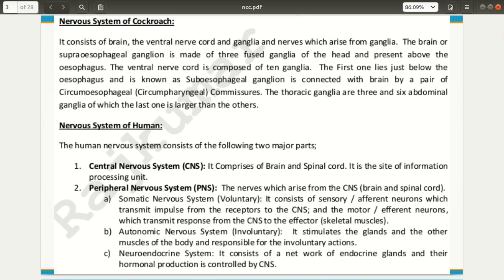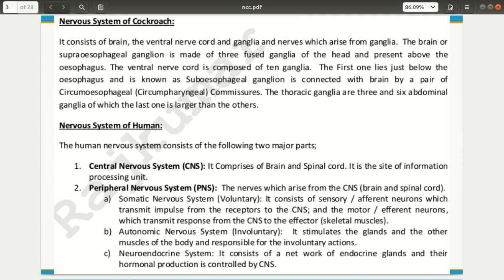If you look into the nervous system of cockroach, it consists of the brain, the ventral nerve cord, and ganglia and nerves which arise from the ganglia. The brain or supraesophageal ganglion is made up of three fused ganglia of the head and is present above the esophagus. The ventral nerve cord is composed of 10 ganglia. The first one lies just below the esophagus and is known as the subesophageal ganglion, which is connected to the brain by a pair of circumesophageal commissures. The thoracic ganglia are 3 and the abdominal ganglia are 6, of which the last one is larger than the others. You would also be studying this under the type study of cockroach.